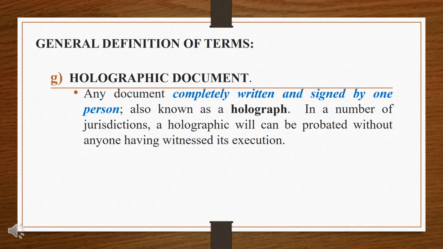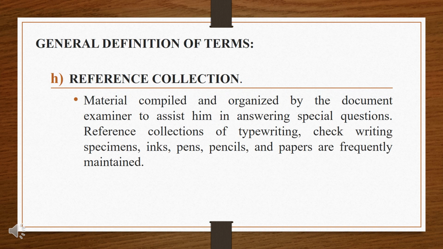Holographic document: any document completely written and signed by one person, also known as a holograph. In a number of jurisdictions, a holographic will can be probated without anyone having witnessed its execution. Reference collection: material compiled and organized by the document examiner to assist him in answering special questions. Reference collections of typewriting, check writing specimens, inks, pens, pencils, and papers are frequently maintained.